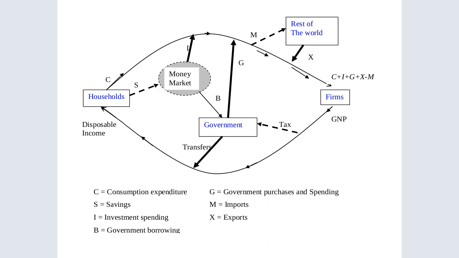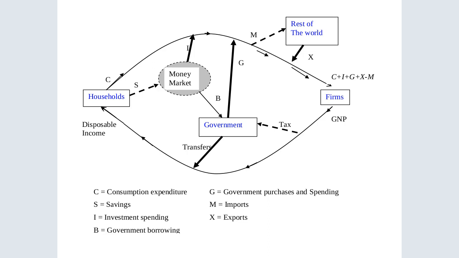And from the household, we have savings. The household saves in the money market. You do your savings in the money market. And from the money market, you can borrow for consumption. That moves to the firms again. So if you borrow for consumption, whatever you have borrowed is spent on the goods and services that are produced by firms.